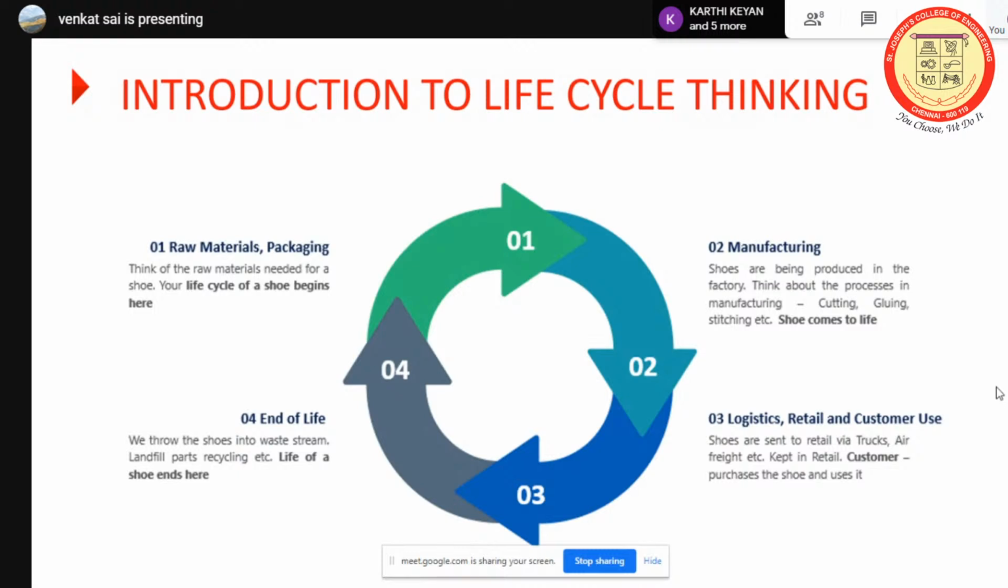The life cycle of a shoe begins from raws. It comes to life when it's manufactured, and then it's being used, and then finally it ends at the end of life. This is then the concept of life cycle thinking. I don't want to give you a definition. It should be a holistic thinking. It should be the new normal by which you start thinking and approaching the products that you use every day.